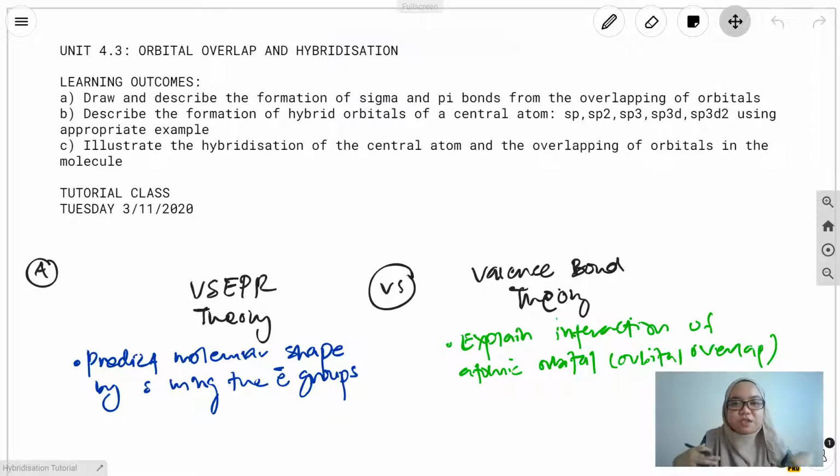So today I'm going to teach you guys about hybridization. Okay, so today we're going to look at unit 4.3 Orbital Overlap and Hybridization.